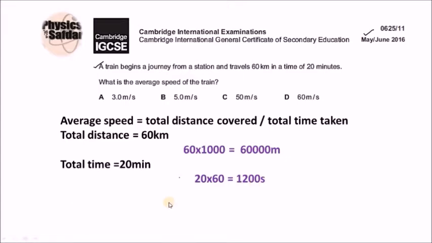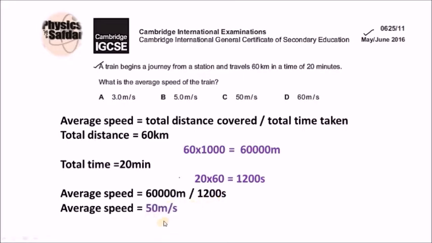Now put these numbers in the speed equation. Distance traveled is 60,000 meters. Total time taken is 1200 seconds. Divide the numbers. Then you get 50 meters per second. Now check the options. A is 3 meters per second, B is 5 meters per second, C is 50 meters per second, and D is 60 meters per second. So option C is the right answer.